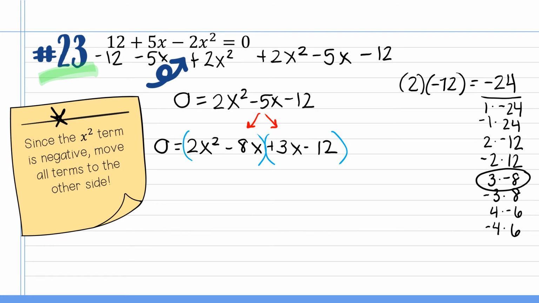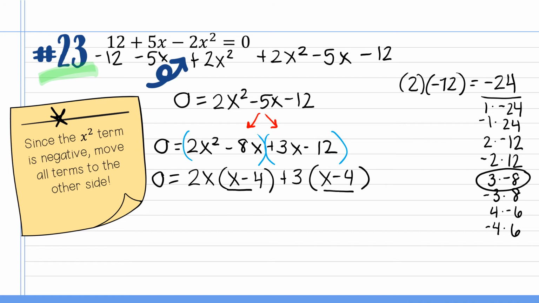Taking my greatest common factor of my first grouping, 2x squared and -8x, my greatest common factor is going to be 2x, and I'm left with x minus 4. And in my second grouping, 3x and -12, my greatest common factor is going to be a +3, and I am left with x minus 4. Parentheses are the same, that should always happen. I'm left with 0 equals x minus 4, and then the leftovers, 2x plus 3, go in my second grouping.